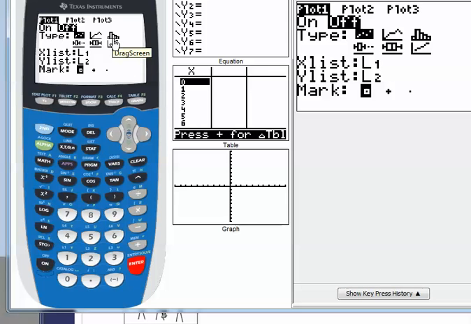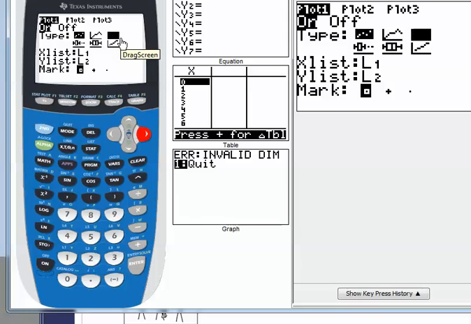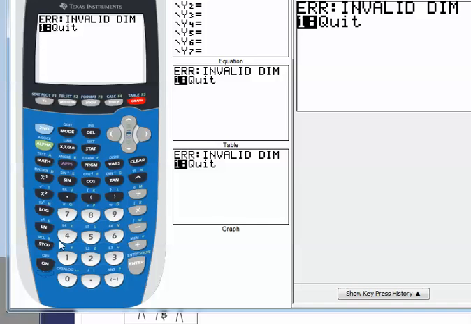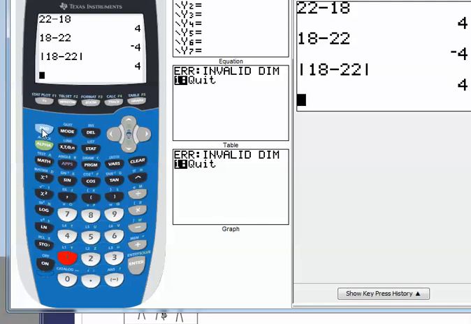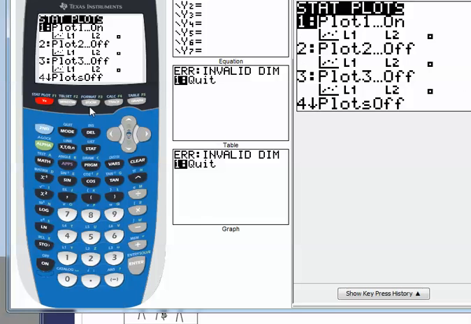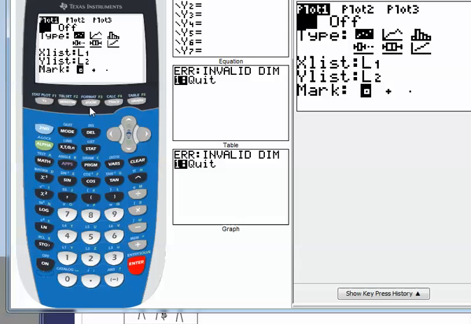That is a histogram. So I'm going to say on, and I'm going to come down to that and go over to histogram and select histogram, and I want to use L1 as my data. And when I press graph or enter to get that all in there and hit graph, it didn't like it. Why didn't it like it? It's using L1 and L2. Why is it using L1 and L2? It's supposed to for a histogram.